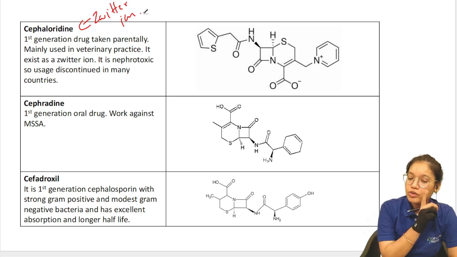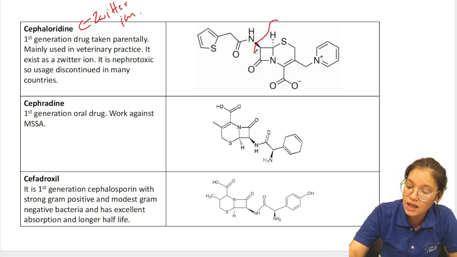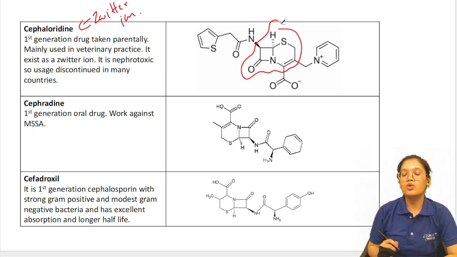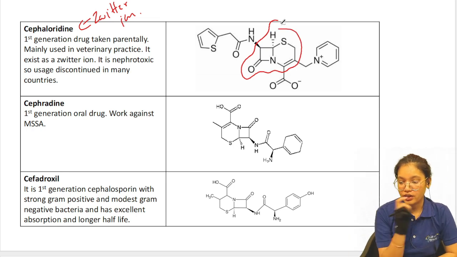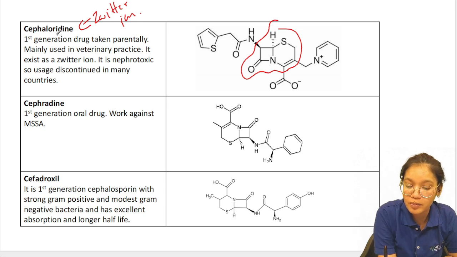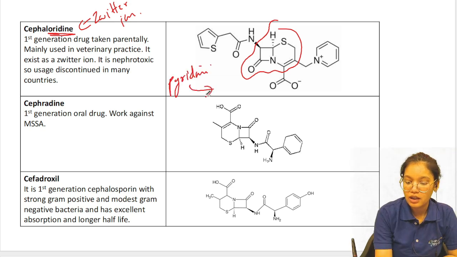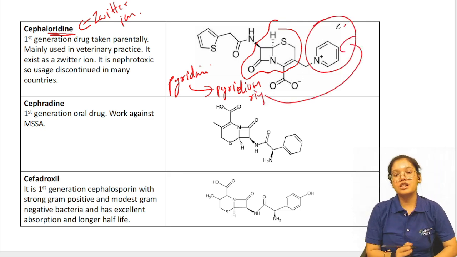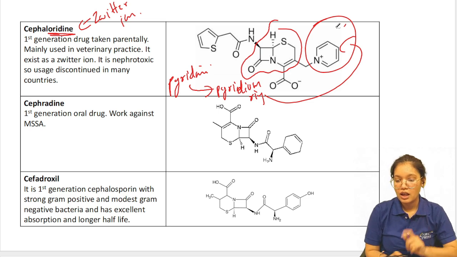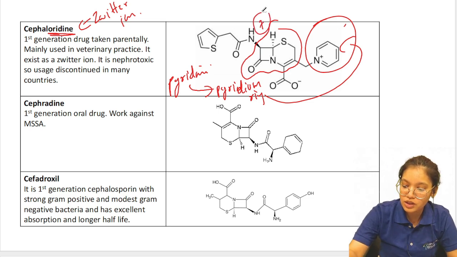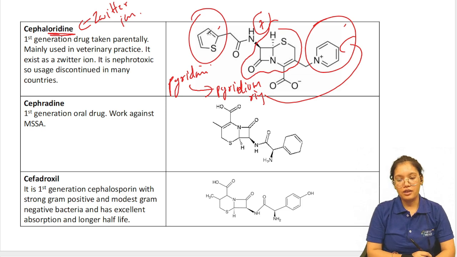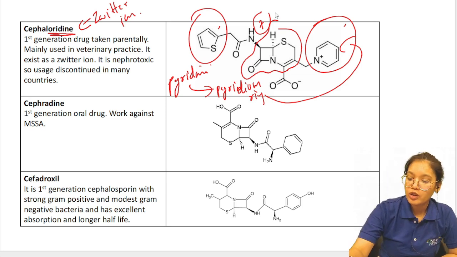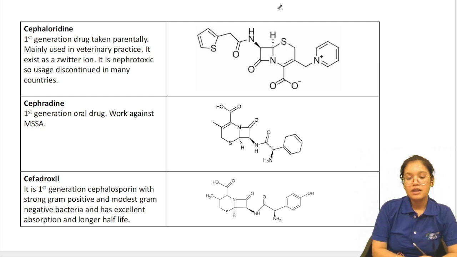Okay. Now moving towards its structure, it also has a beta-lactam ring that is fused with the dihydrothiazine ring. Now from its name, cephaloridine, from ridine we can say pyridine, so it has a pyridinium ring in its structure. Here we have a pyridinium ring at the third position, and at seventh position again we have a thiophene ring.